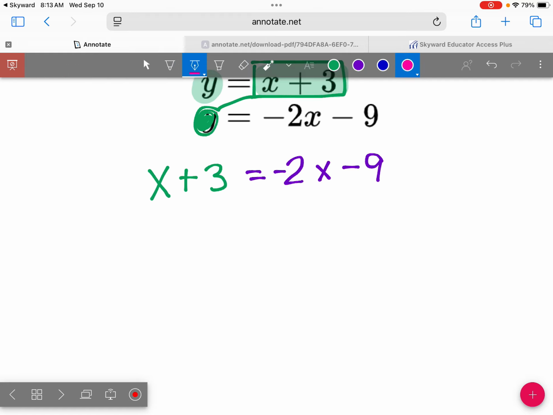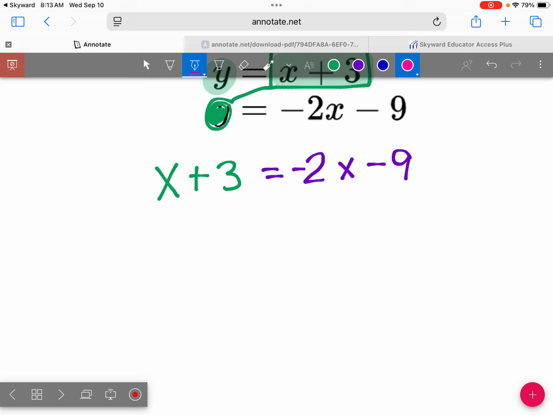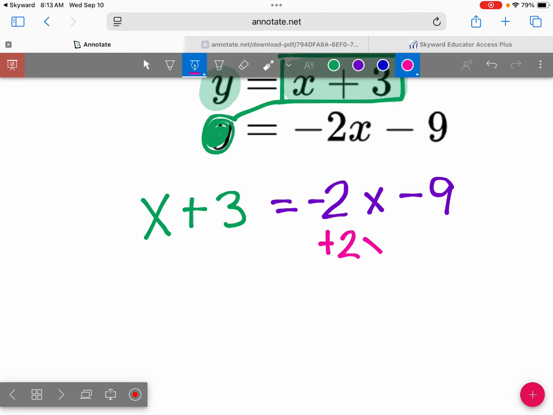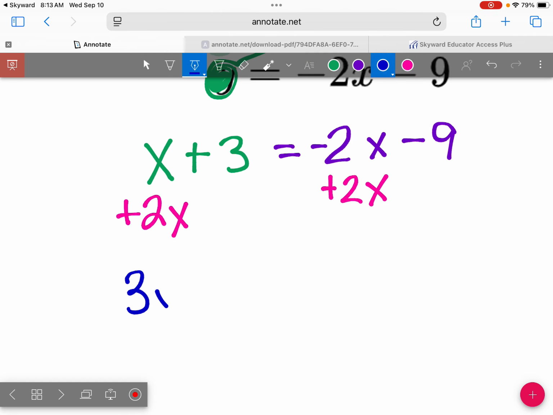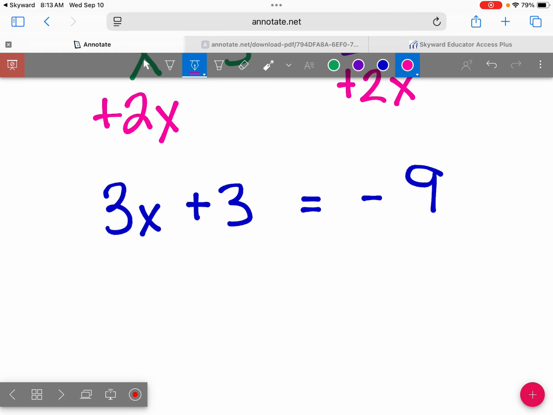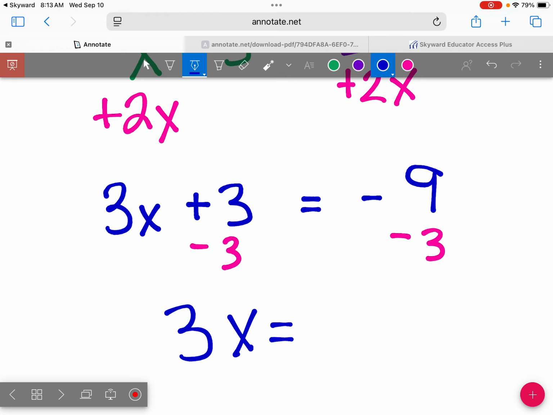So then when we try and solve this, what do we need to do? A couple of options on how to approach this. What do you want to do? Get our x's together. How? Add 2x. Beautiful choice. Add 2x. That's going to give us 3x plus 3 equals negative 9. Then what do we do? Minus 3 on both sides. Minus 3, minus 3. And we get that our 3x equals minus 9 minus 3.